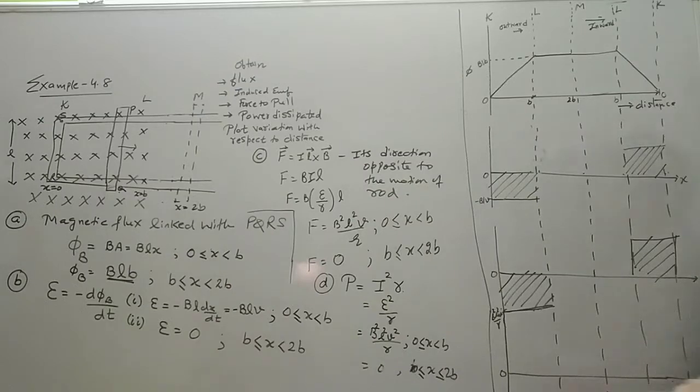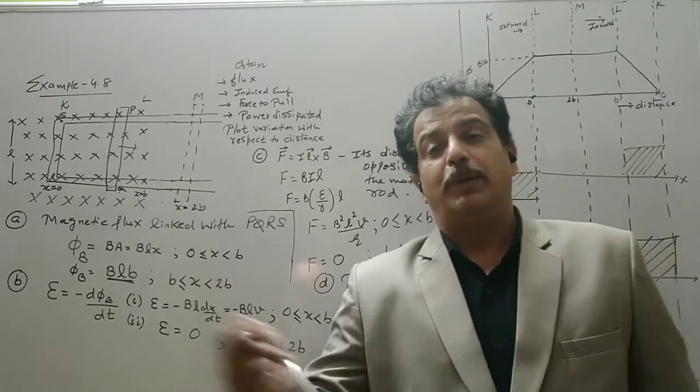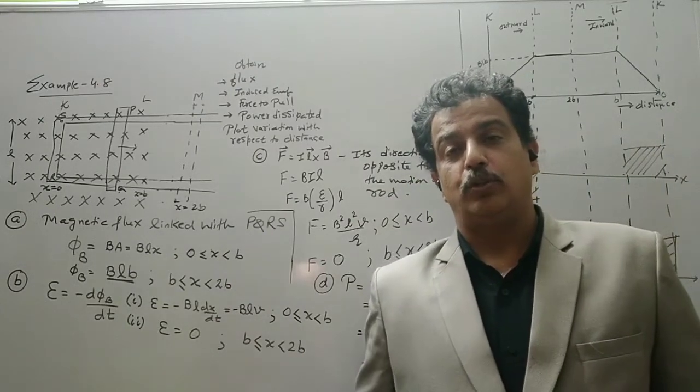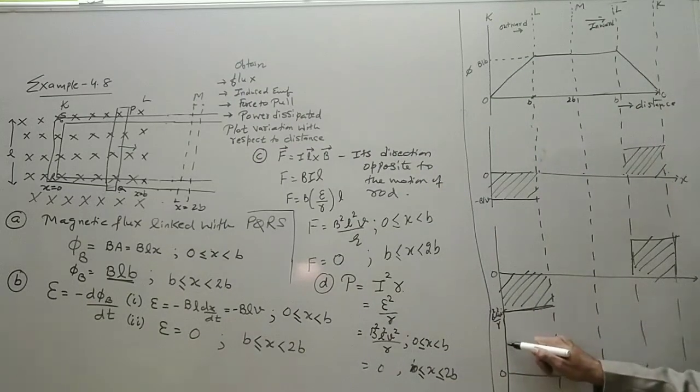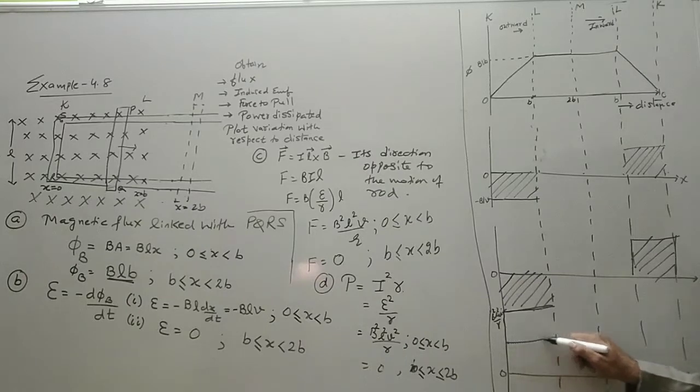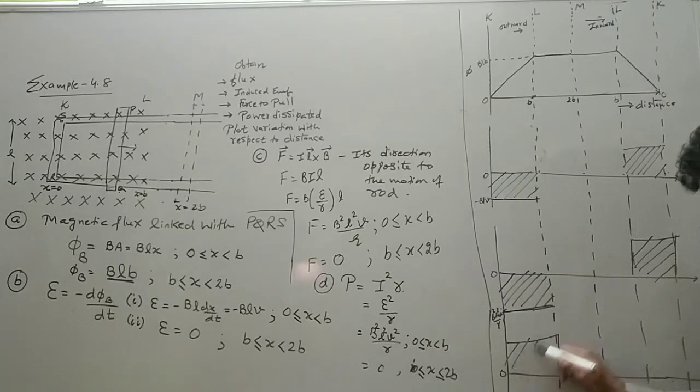Power dissipation cannot be positive or negative. It is a heat loss or power loss. So it should be drawn in direct proportion. Again, it is a constant term. So this is the graph of power. It becomes 0, 0. Again, it becomes positive.